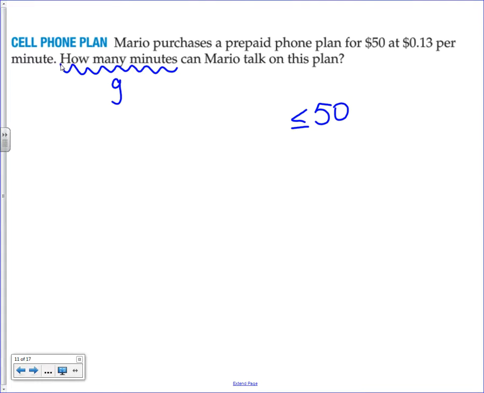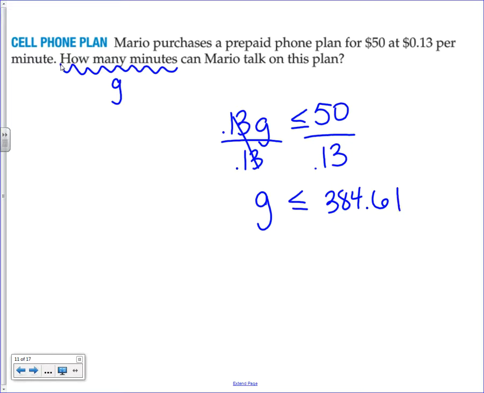How do I show 13 cents per minute? In our case, it's G, right? Okay. How do I isolate the G? By what? 13 cents. It has to be 0.13, folks. If you forget the point, then it's $13, and that's an awful lot of money for 1 minute. Okay, so go ahead and divide. 384.61. Okay, so let's round appropriately here.